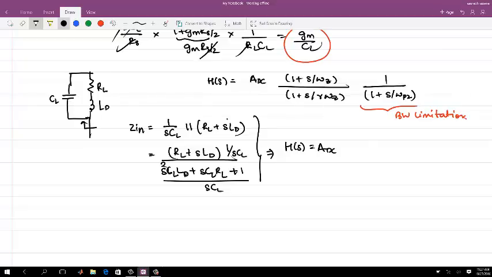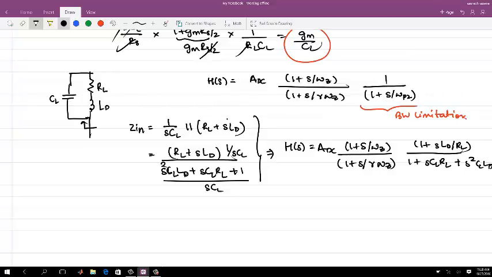So you saw that, right? I am not changing anything to the input pair, the high frequency current which is coming from the input pair. That has not been changed. The only change which I have made is the output load resistance. Okay. So ADC and your omega Z, all those portions will remain the same. In place of 1 plus S by omega P2, what I now have got is 1 plus S LD by RL over 1 plus S CL RL plus S square CL LD. Right?